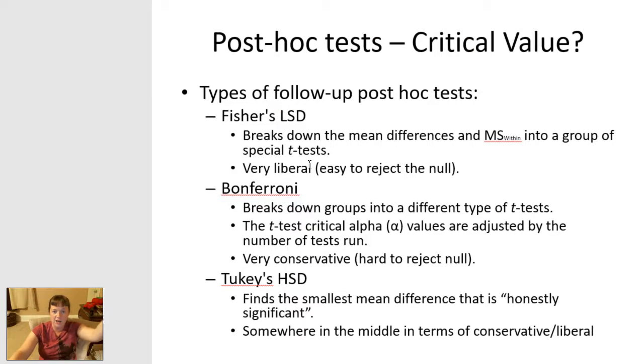Fisher says, look it up like you always did. Use alpha of 0.05. Use n minus g degrees of freedom. Use mean square within instead of pooled variance. And you're done. Bonferroni says, not so fast. Do that special t-test, but now your alpha needs to be divided by the number of tests you're doing. Very conservative. Tukey's tries to find a critical value somewhere in the middle of Fisher's and Bonferroni's. So it's going to be medium in terms of its ability to reject the null hypothesis.